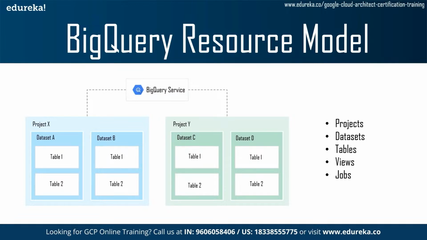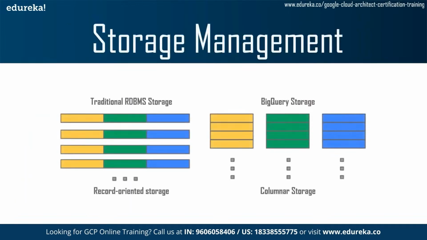Now then there are tables, which are collections of columns and rows stored in managed storage and defined by a schema with strongly typed columns of values, and also allow access control at table level and column level. The next is views, which are virtual tables defined by a SQL query, and it allows access control at view level. And the last one is jobs. These are actions run by BigQuery on your behalf, like load data, export data, copy data, or query data jobs, which are executed asynchronously.